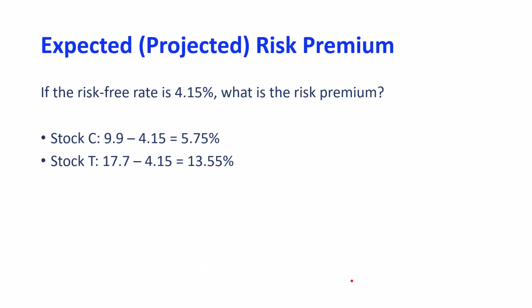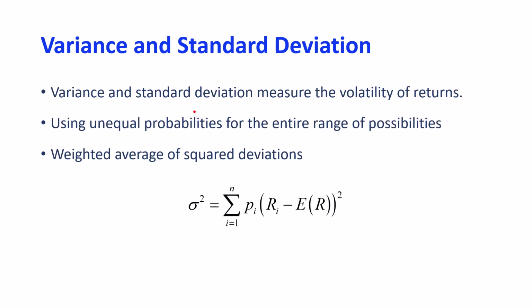In the previous chapter, we defined a risk premium as the difference between the return on a risky asset, like in this case 9.9% for stock C, minus the risk-free rate of 4.15%. So this 5.75% risk premium for C or 13.55% for T is your reward for bearing a risk, your reward for investing your money in a risky asset compared to the risk-free rate. Now, let's look at the other side of the coin, which is the risk.